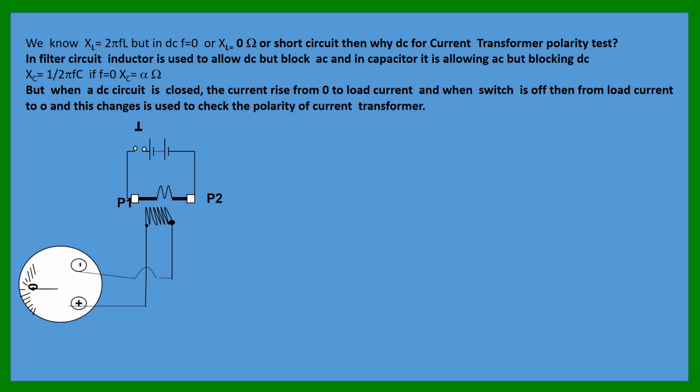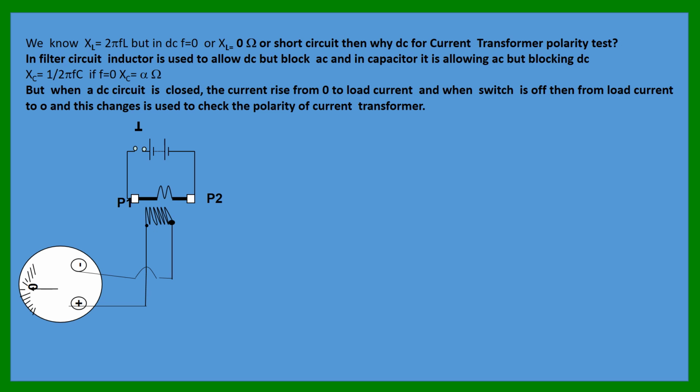But why? Because DC acts as a short circuit for an inductor. That means it will be a short circuit. Because frequency is 0, it will offer 0 resistance or 0 impedance for this DC. So it will allow the DC.